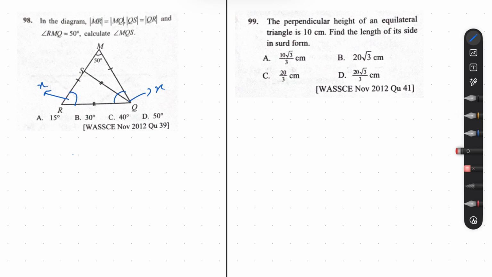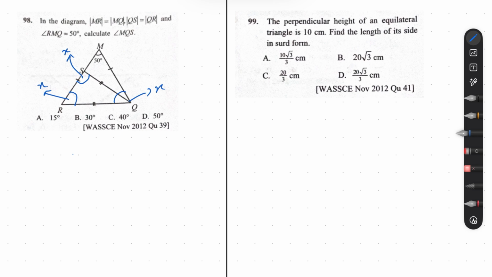It says the length of QS is equal to the length of QR. QS and QR are the same. That's what they mean. So if QR and QS are the same, that means the angles they form at the opposite end will be the same. That means this angle will also be the same as this angle. And we know that this angle is x. So if this angle is x, that means this angle is also x. Okay, so let's label that also x.